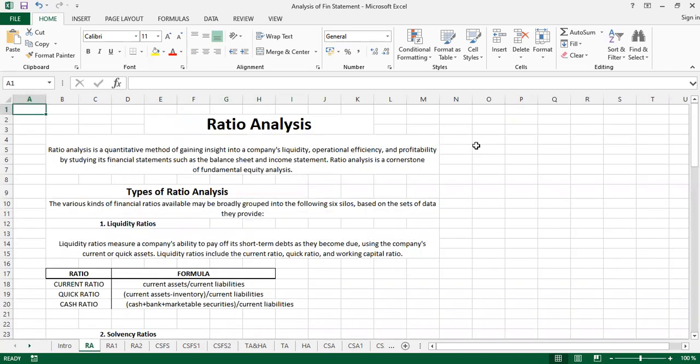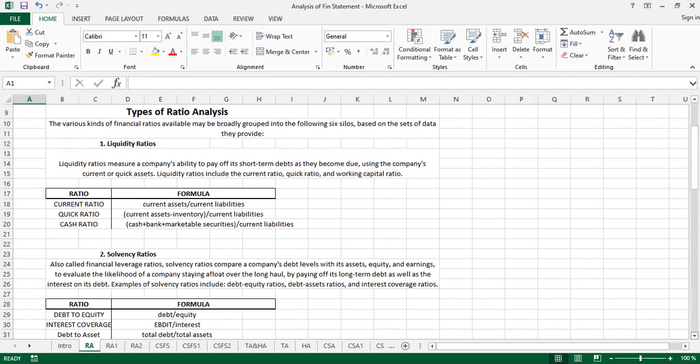So, like they say, ratio analysis is a quantitative method of gaining insight into a company's liquidity, operational efficiency, and profitability by studying its financial statements such as the balance sheet and income statement. Ratio analysis is the cornerstone of fundamental equity analysis. This one is for the people doing the CFA one. So ratio analysis is a cornerstone of it. As they have said here, there are very different insights: the liquidity, operational efficiency, and profitability. And we just tried to write them down.